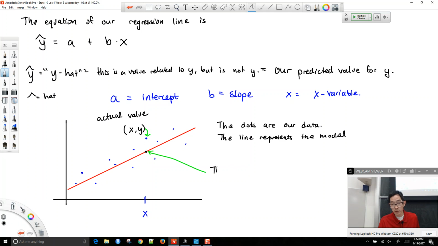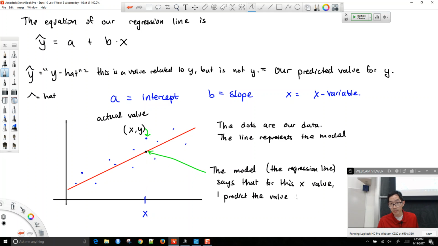So the model, or basically the regression line, says that for this x value, right? So this is where our data point is. This is the x value that we have. For this x value, this is where I would predict the value to be. For this x value, I predict the value of y to be, right here at this point.